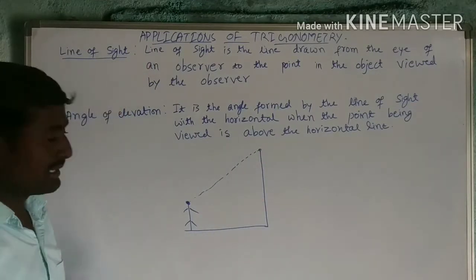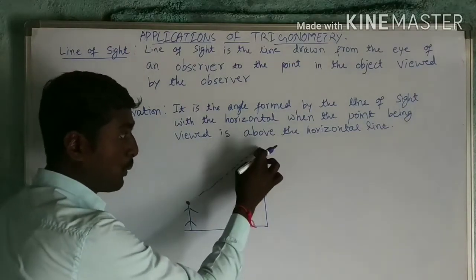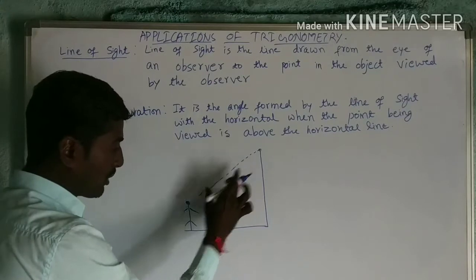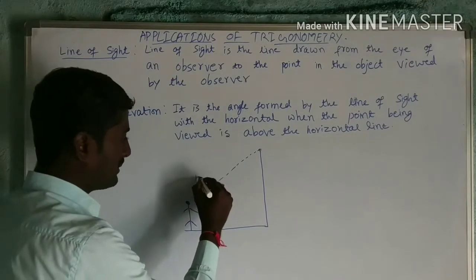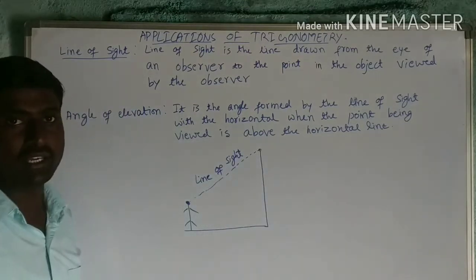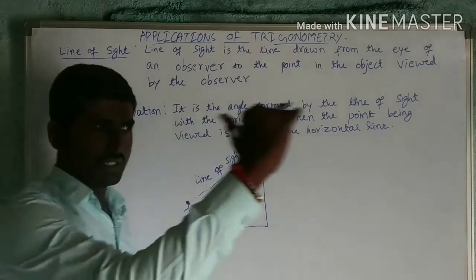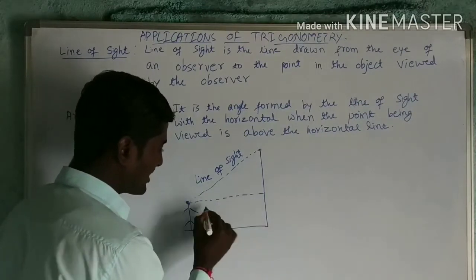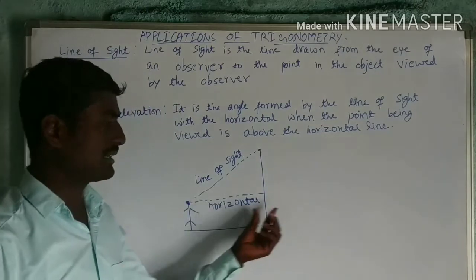Line of sight is nothing but what? It is a line drawn from the eye of the observer to the point in the object. There is one point in that object that is viewed by the observer. So this line is called line of sight. Now here is the eye of the observer. The horizontal direction of the observer is called the horizontal level, or just horizontal.